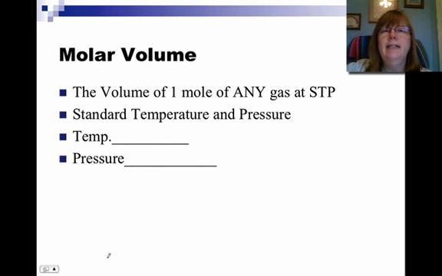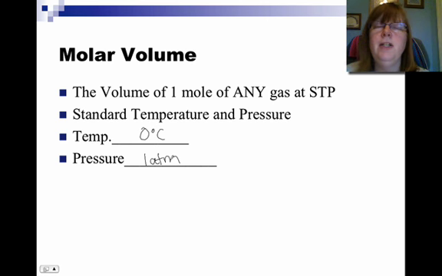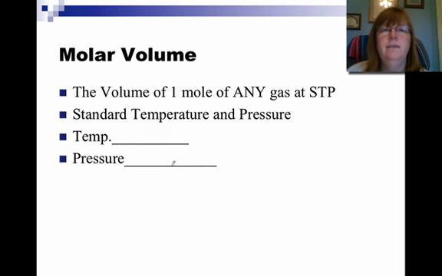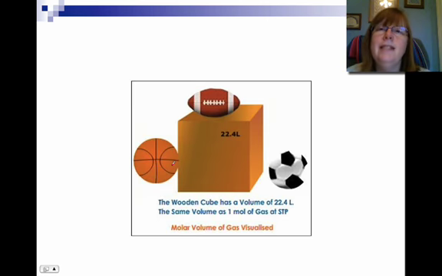So, what exactly is standard temperature? Well, that is 0 degrees Celsius. And standard pressure in the unit atmospheres is 1 atm. There are many different units for pressure, but I like to use atmospheres. So what this means is that any gas, no matter what it is, if it is at 0 degrees Celsius and 1 atm, known as STP, its volume will be 22.4 liters.